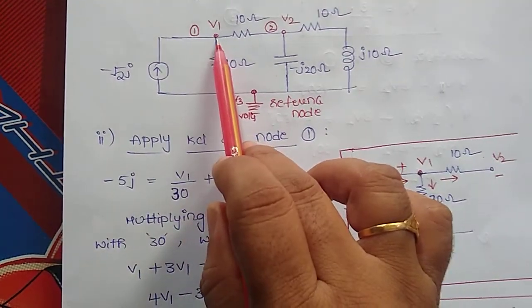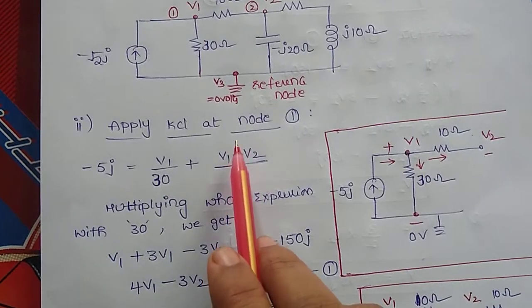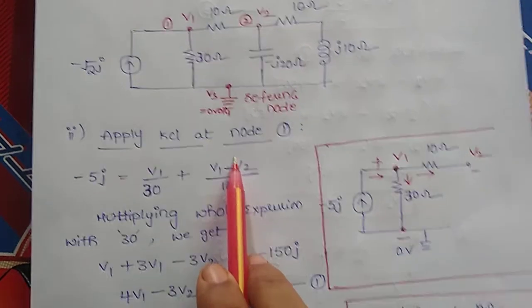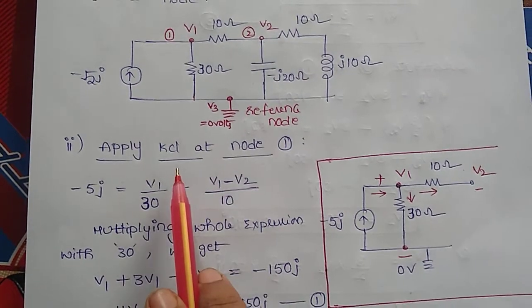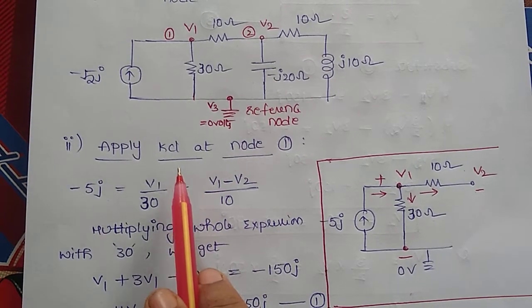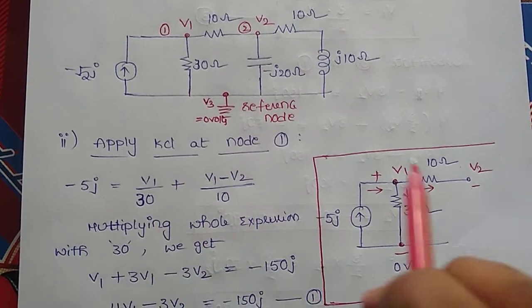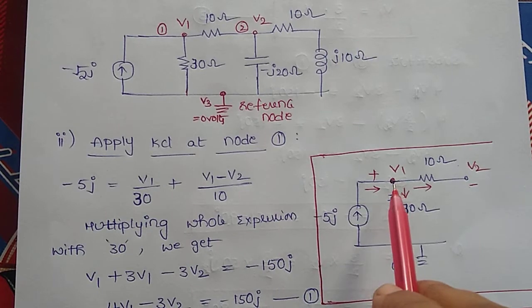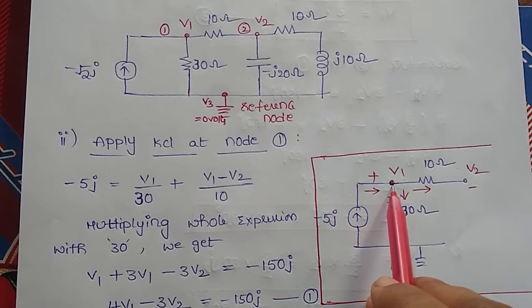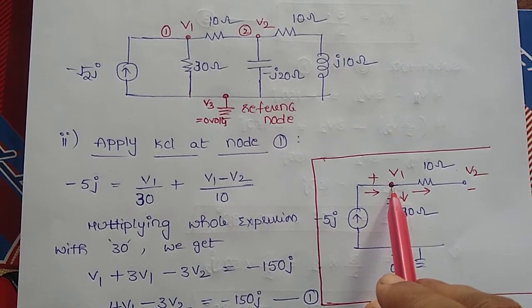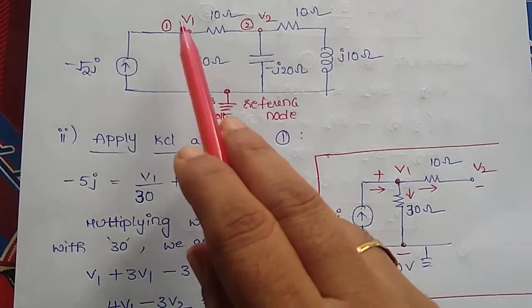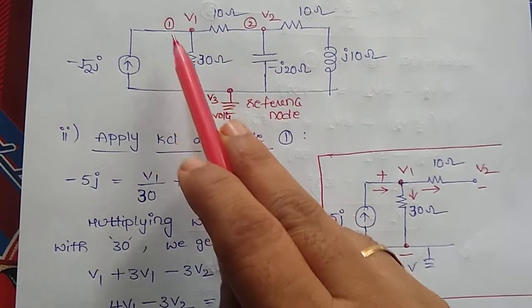So here this is our node 1. I need to apply KCL at this node 1. For that, in order to apply KCL at any node, I am going to consider only the elements which are connected to that node. In this network, only these 3 elements are connected to node 1.